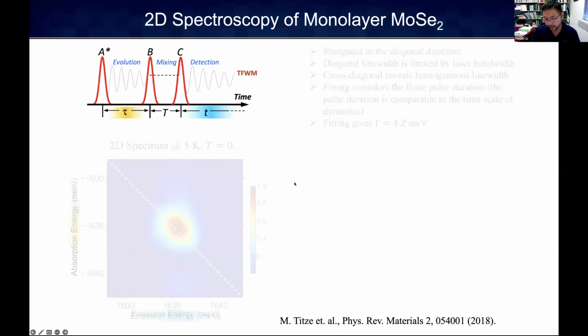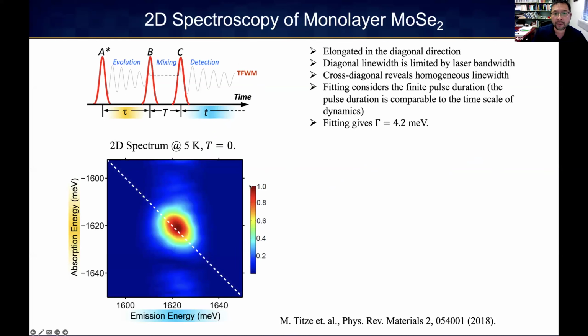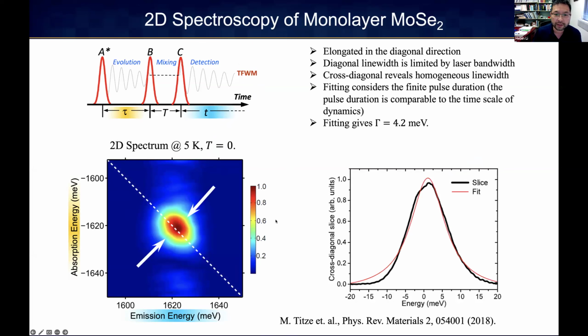So, for example, we did this for a MoSe2 monolayer, and this is a rephasing 2D spectrum of trions in the MoSe2 monolayer. This spectrum is slightly elongated in the diagonal direction, and then we can do a line width analysis in the cross-diagonal direction, and that allows you to figure out the homogeneous line width in that direction.